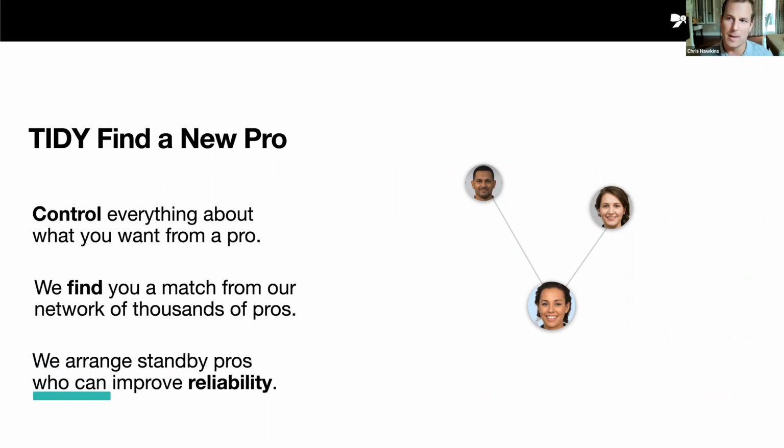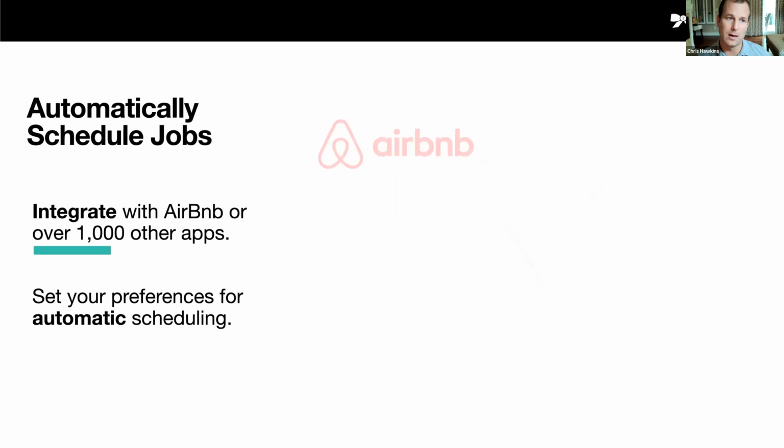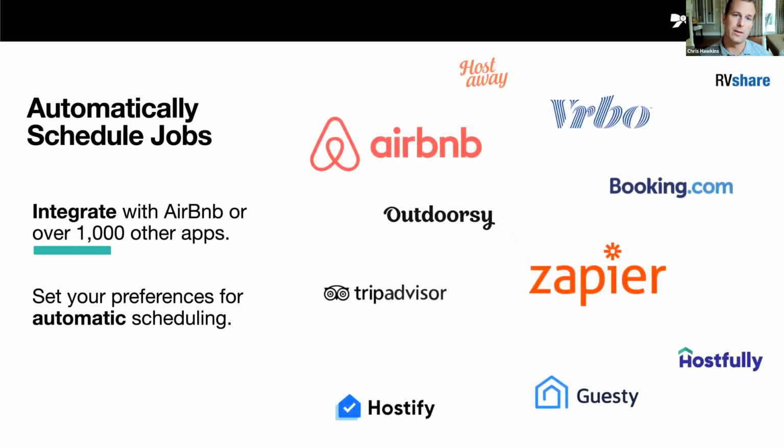I'll talk a little bit more about standbys a little bit later here, but that's something we can also help with. We can also automate the process of scheduling the jobs. Now, before I said replacing that phone call process, well, you don't even need to do anything if you connect it to your accounts. You can connect it to property management systems, or you can connect it directly to channels like Airbnb. Either way, we're going to pull in the reservation data.